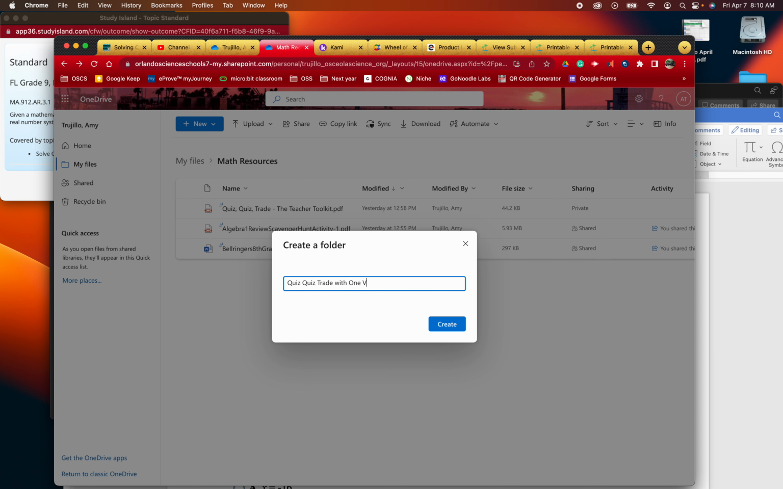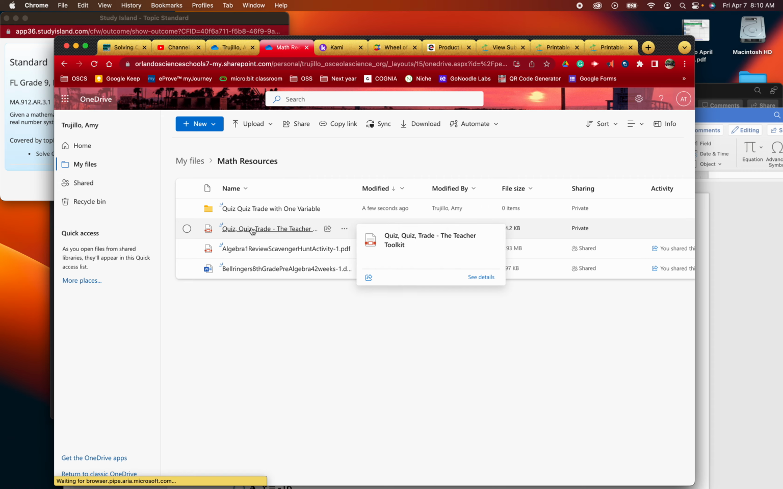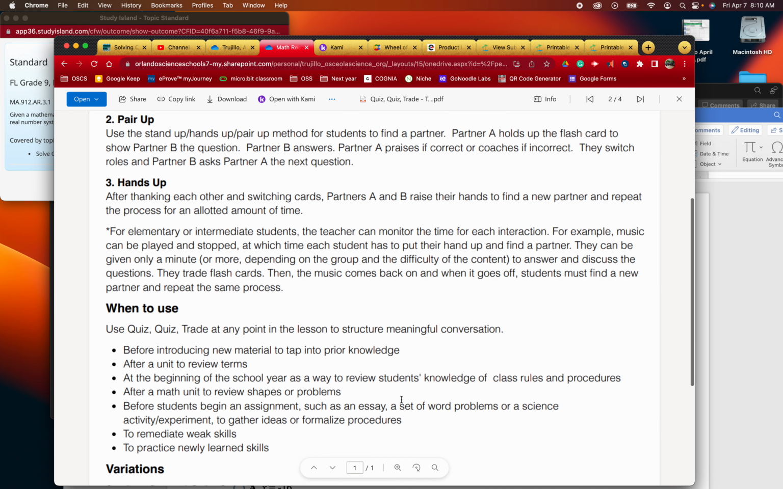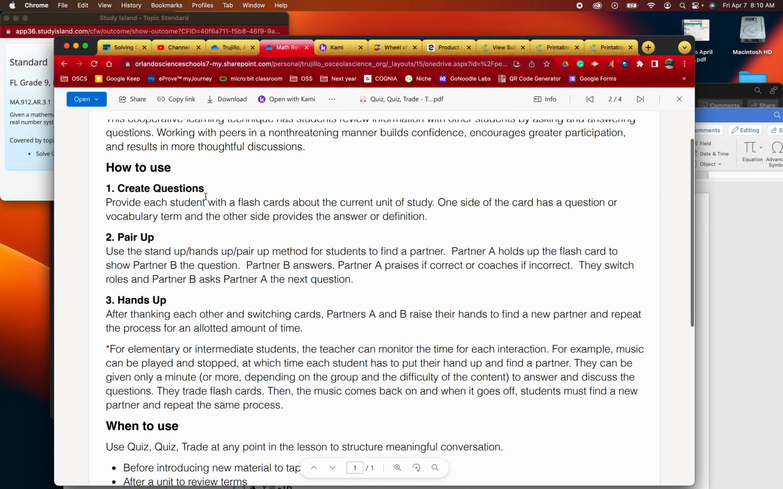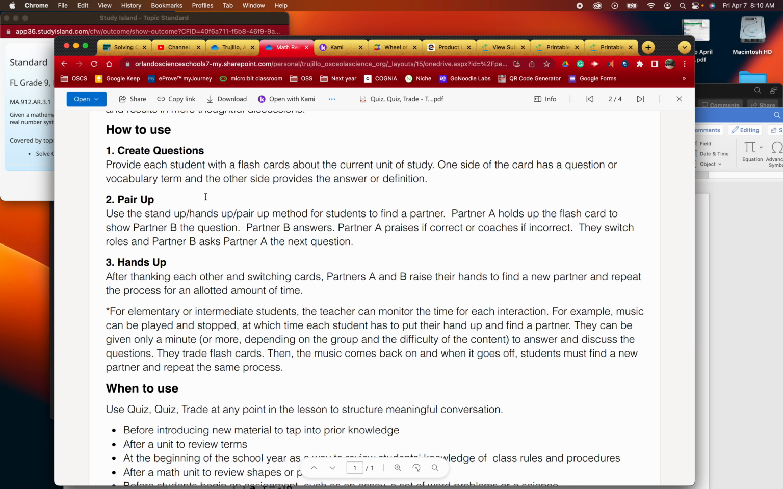quiz trade with one variable. Okay, so if you don't know about quiz trade, it's a Kagan strategy, highly recommended. And let me zoom this in. You have a few different ways you can do quiz trade. You create your questions. We did that. Study Island is exemplary for the questions. They're some of the questions they're going to see on some of the state tests. It's modeled after those. So I really like it. I think it's a great source of questions.